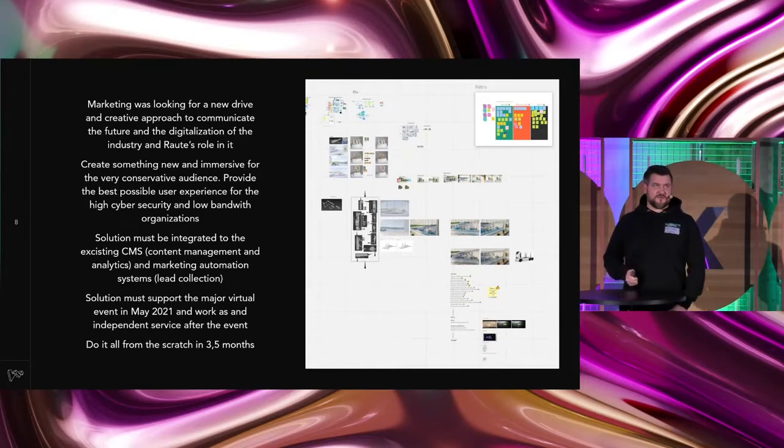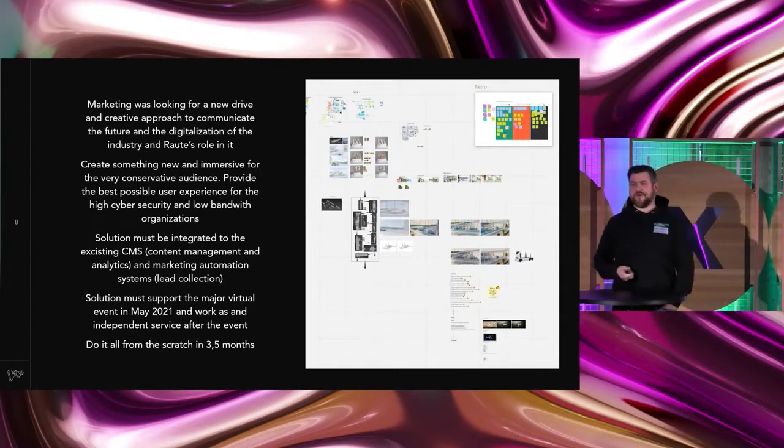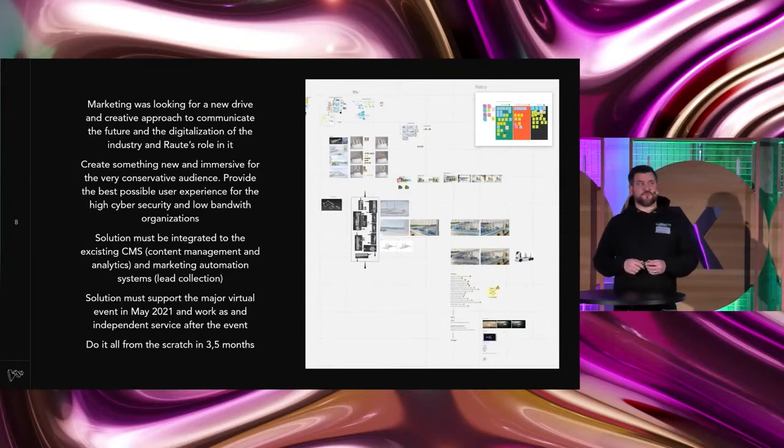And there was a definite demand that all the content must be directly linked to the existing CMS systems. Raute had a really big project going on with their marketing automations and marketing metrics and all that. So everything had to be linked directly to that pipeline to actually get the analytics of how these solutions would perform in terms of marketing and sales.